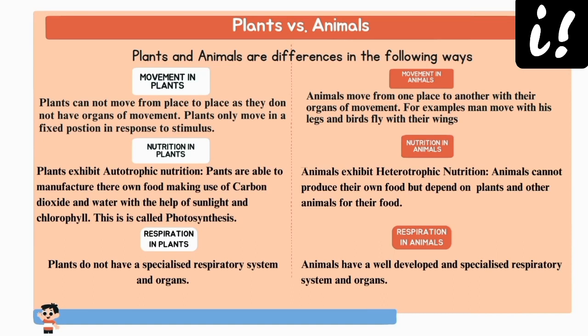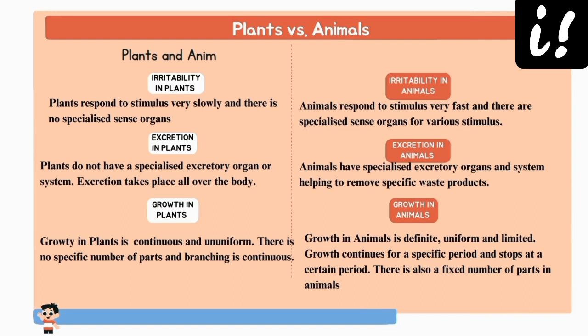Respiration. Plants do not have specialized respiratory system or organ. However, animals have a well-developed and specialized respiratory organ and system. Difference in irritability. Plants respond to stimulus very slowly and there is no specialized sense organ. However, animals respond to stimulus very fast and there are specialized sense organs for various stimulus.